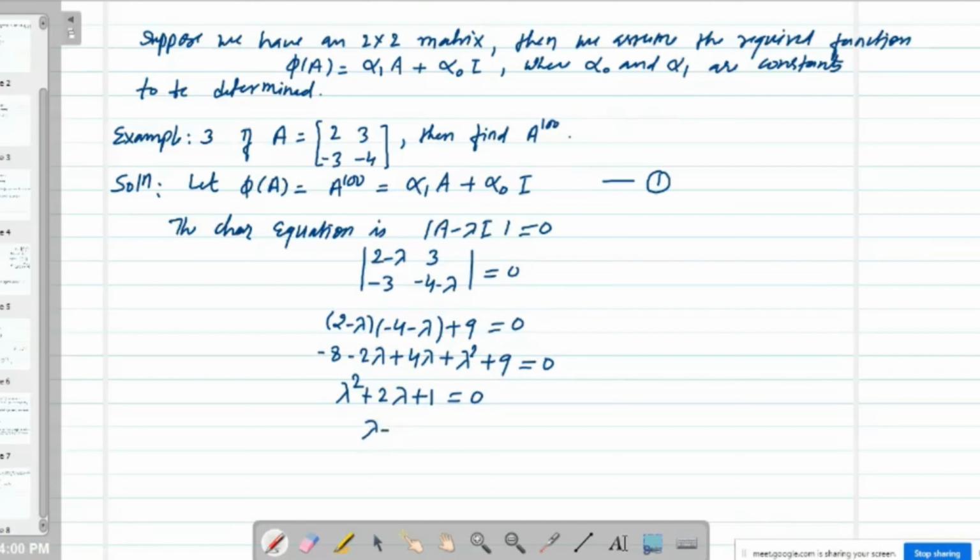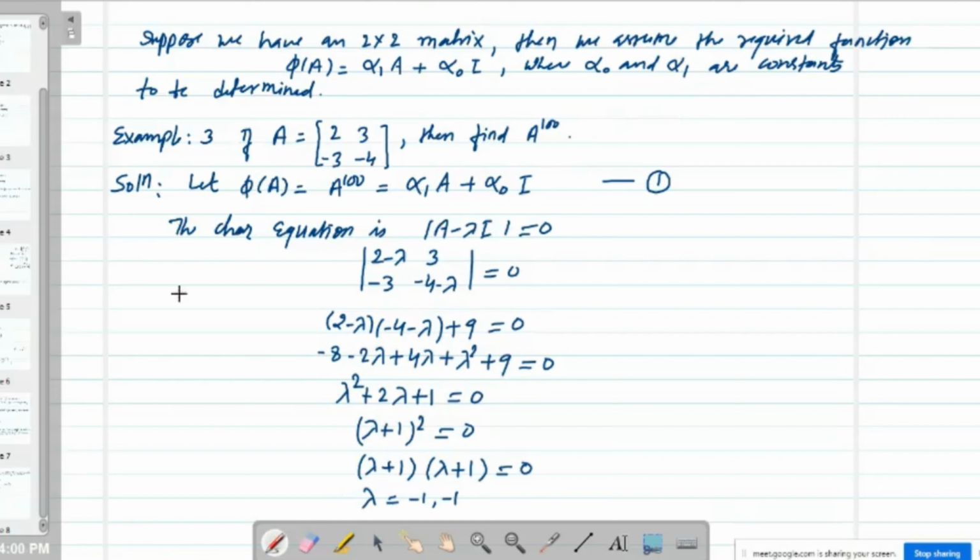So you will get lambda plus 1 का whole square, and this equal to 0. So यहाँ से आपको क्या मिलेगा? lambda plus 1 bracket, and lambda plus 1 second bracket, and this equal to 0. So from this you will get minus 1 and minus 1. Okay, दो वैल्यू आपको मिल जाएगा आइगन वैल्यूज. Now what?